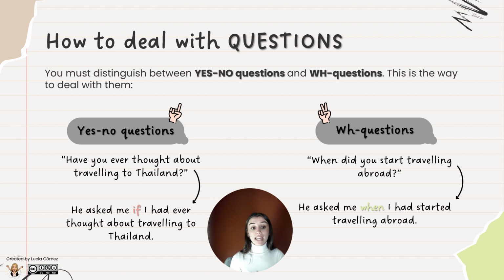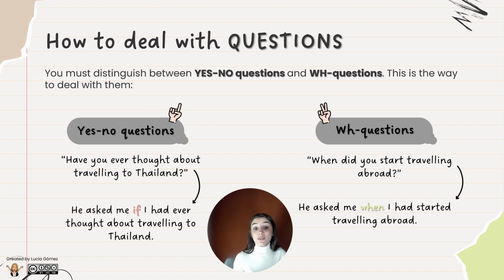Por eso las preguntas suelen crear bastantes problemas, porque solemos mantener el auxiliar delante del sujeto y para nada va a ser así. We can see the same with WH questions. When did you start traveling abroad? ¿Cuándo empezaste a viajar al extranjero? He asked me when. Él me preguntó cuándo. Yo empecé no sé qué, no sé cuánto, ¿vale?